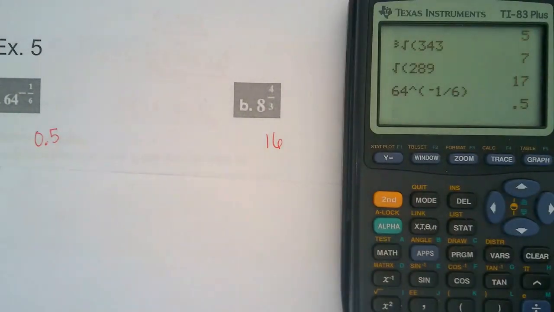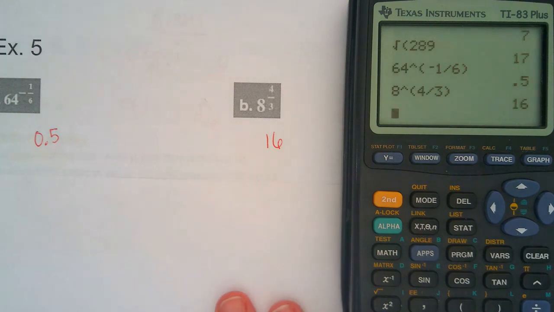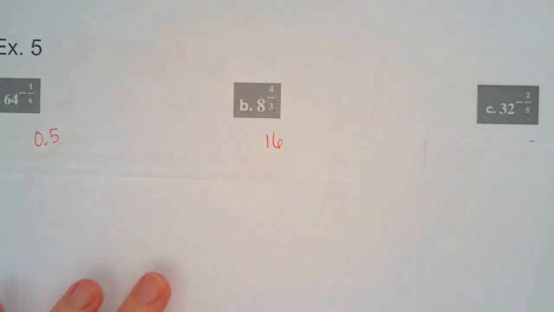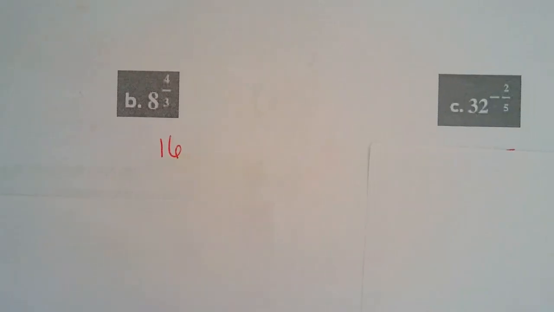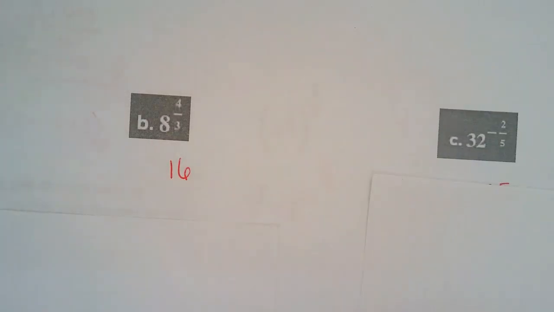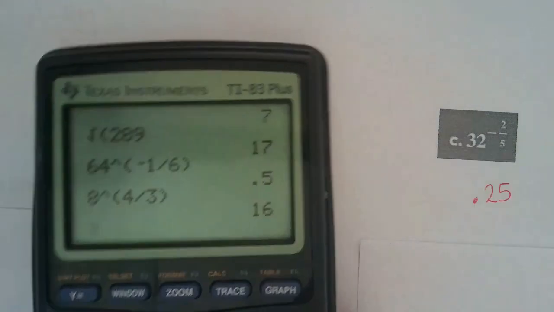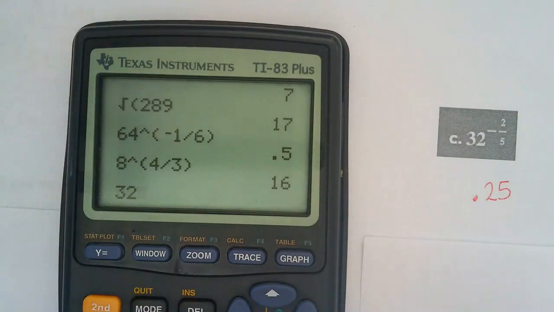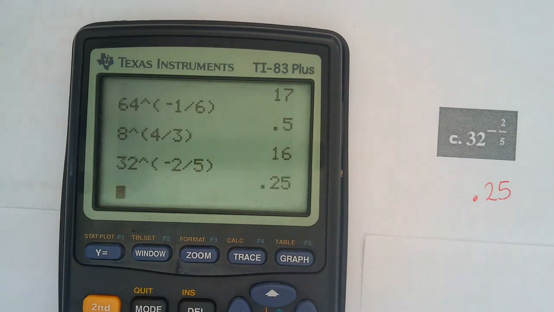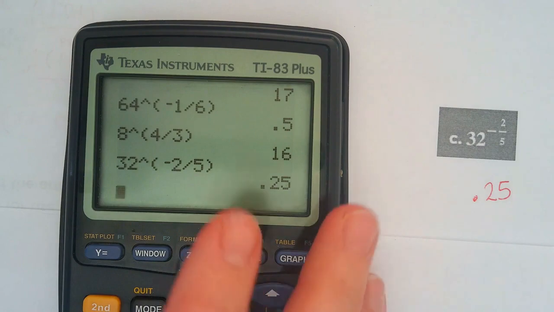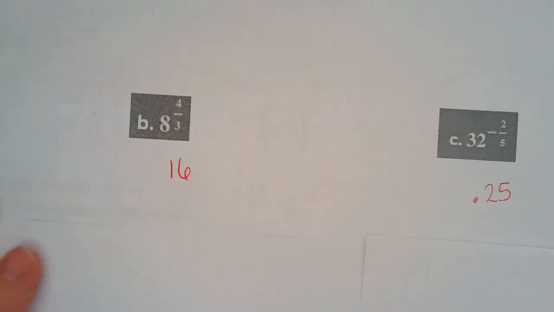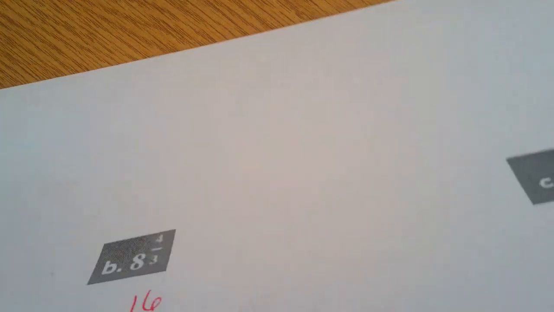On the next one, we have 8 raised to the 4/3, so type it in, 8, exponent button, raised to the 4/3. So notice again, I put that fraction in parentheses. My answer is 16. Pause the video and see if you can do the last question. So after typing in 32 raised to the negative 2/5, you should have gotten 0.25. So it should have looked like this, 32 raised to the negative 2/5, and that's how I got my 0.25. So if there's no variables inside of there, just use your calculator and type it in. That's the easiest way to go about it.